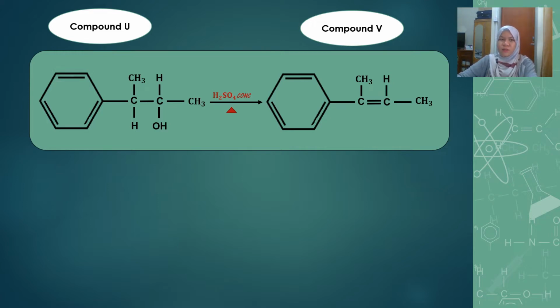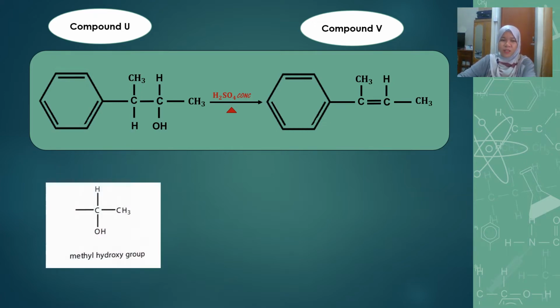Alright, compound Q will give a positive iodoform test. We know that the iodoform test gives a positive result, which is a yellow precipitate of triiodomethane, if we have a methyl hydroxy group. So what is a methyl hydroxy group? This is a methyl hydroxy group: we have a CH3, which is a methyl, attached to the carbon, and the OH also attached to the same carbon.